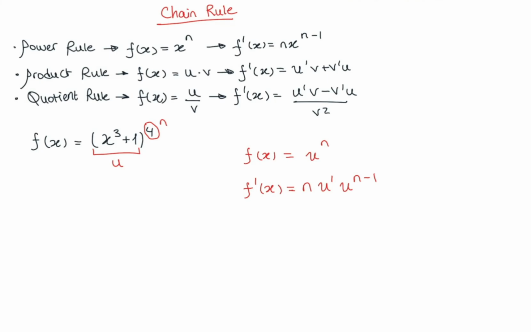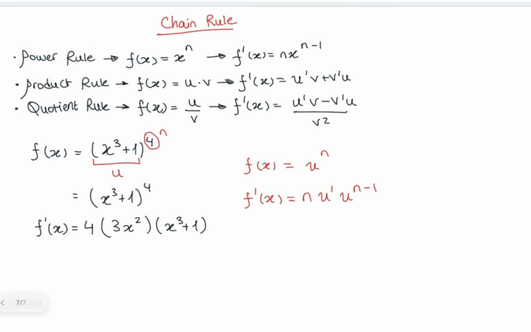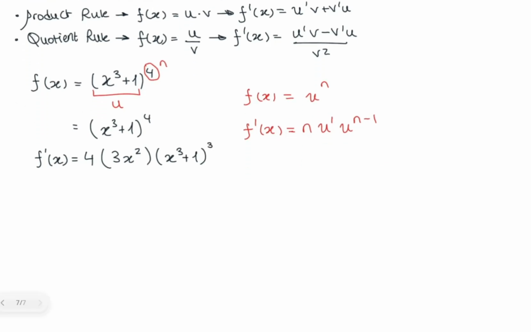Let's do an example with (x cubed plus 1) to the power 4. As we said, we take u to be x cubed plus 1 and n to be 4. So f prime of x will be n, which is 4. Now we find the derivative of u. The derivative of u here will be 3x squared by using the power rule. And now we put (x cubed plus 1) to the power 4 minus 1, which is 3. That's the whole chain rule.